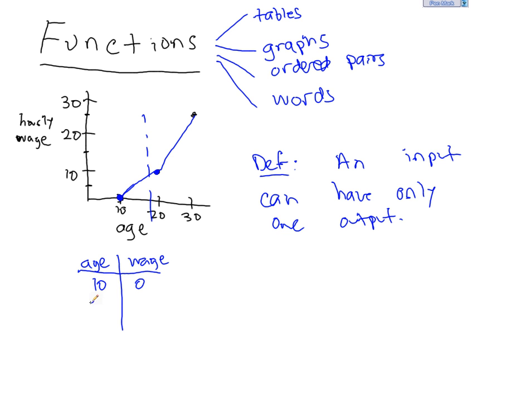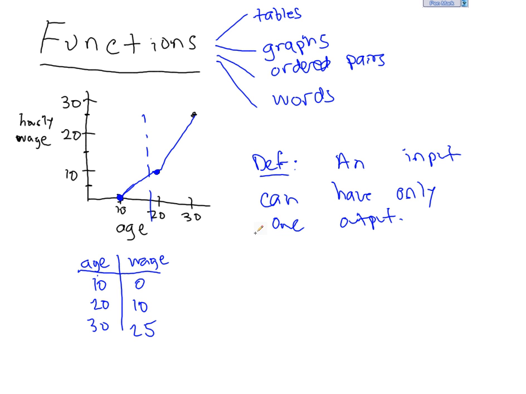And for a 20-year-old, we would have a corresponding wage of $10. And for a 30-year-old, it looks like about a $25 wage. So there's our other representation. Now again, we see that every input, so for example, 10, only has one output. It has a wage of $0. An age of 20 has one wage of $10.